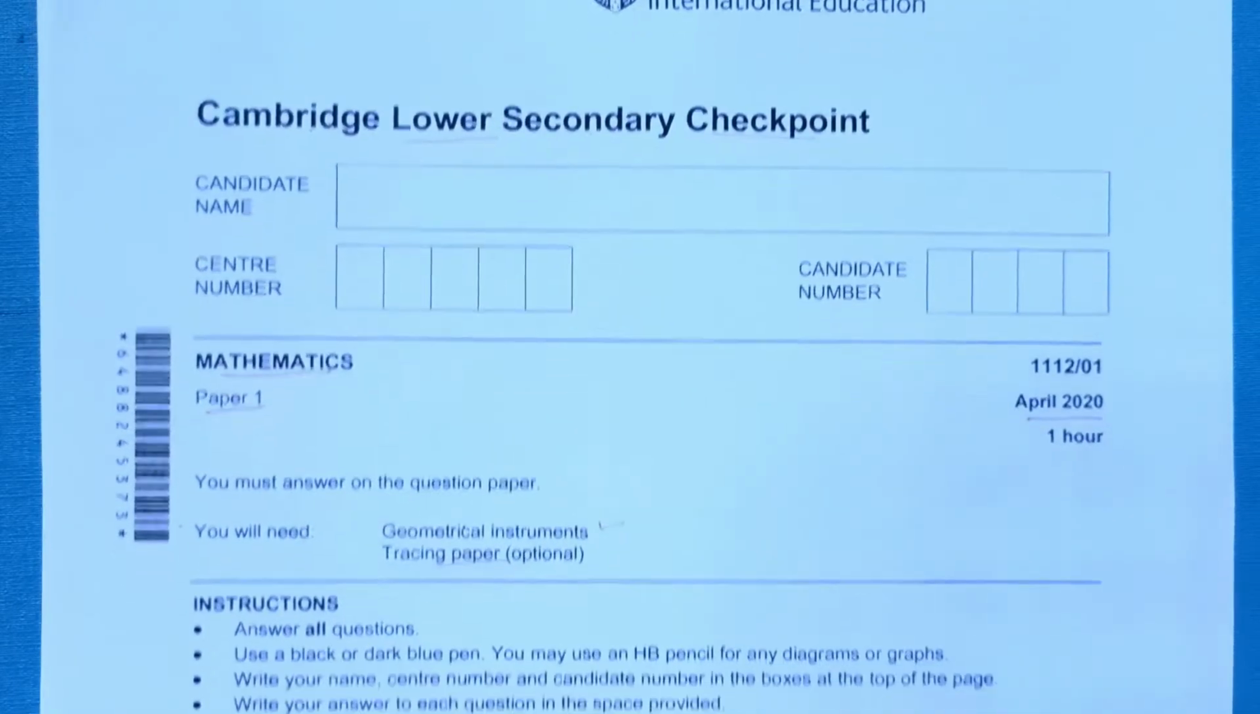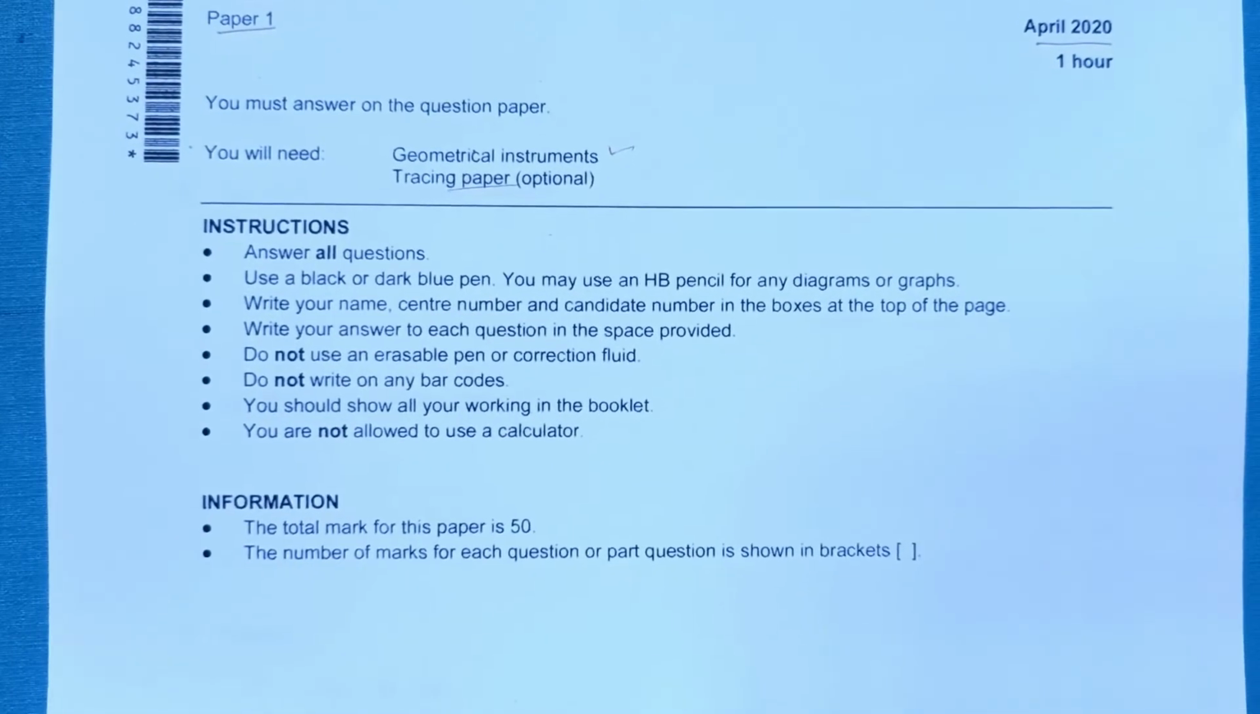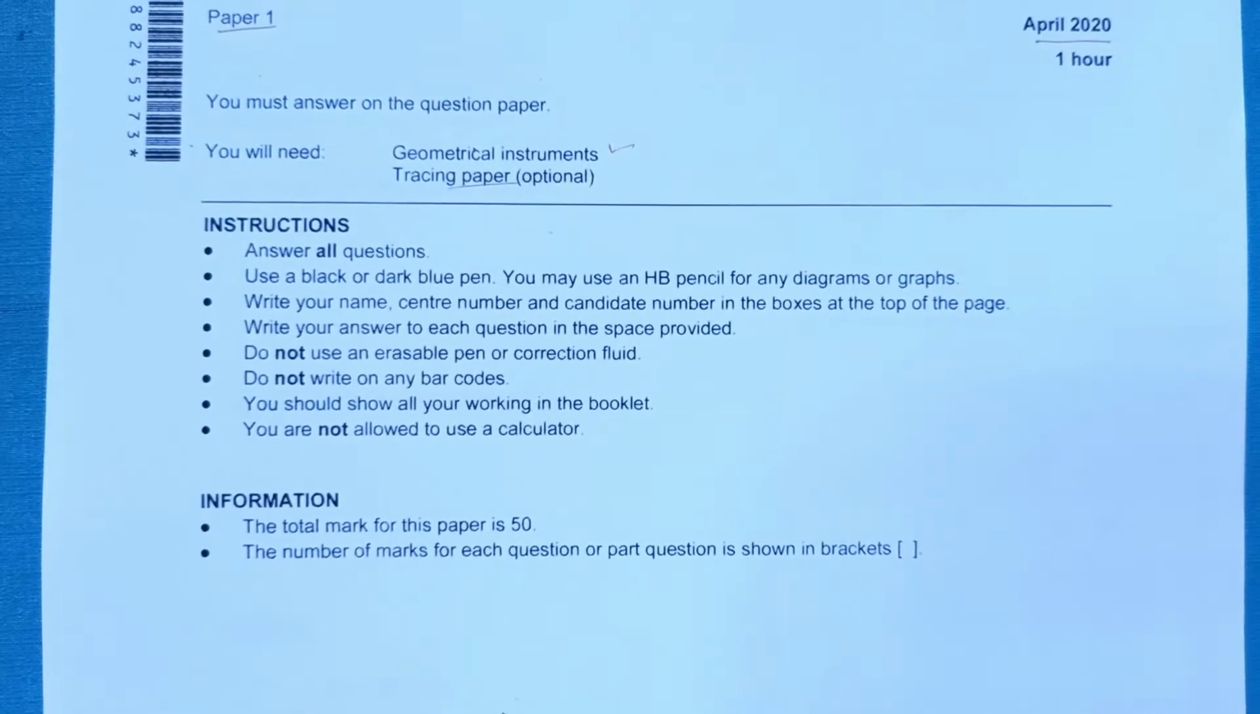Before you start the paper, you should always read the instructions. So here it is, you can take a screenshot and read afterwards. So let's start the paper.